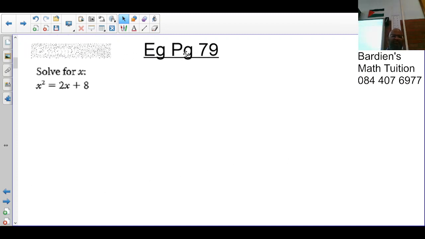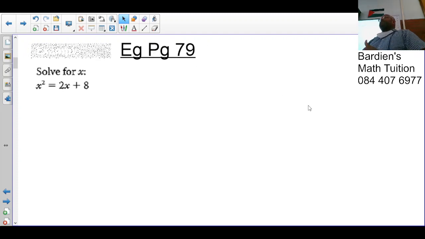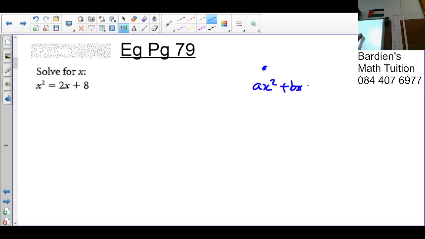People, is this factorized for us already? No. So the first thing is, you must get it in standard form. Get the equation in standard form. And what is standard form? ax squared plus bx plus c equals 0. Okay, so that's step number 1. Write the equation in standard form.